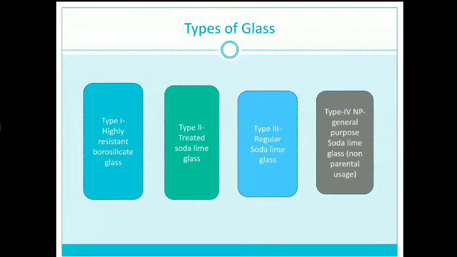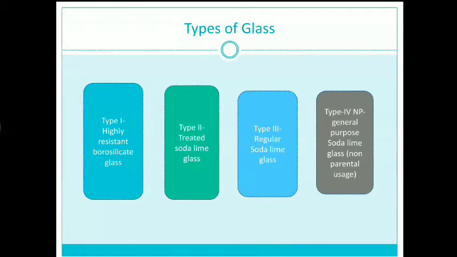Then there are namely 4 types of glass. The first type, that is type 1, is also known as the highly resistant borosilicate glass. This glass contains almost 80% silica and 10% boric oxide, along with a small amount of sodium oxide and aluminum oxide. So it is chemically inert and possesses high hydrolytic resistance due to the presence of boric oxide. This type 1 glass is suitable for packaging materials useful for most preparations, whether parenteral or non-parenteral, and can be used to contain strong acid and alkali.